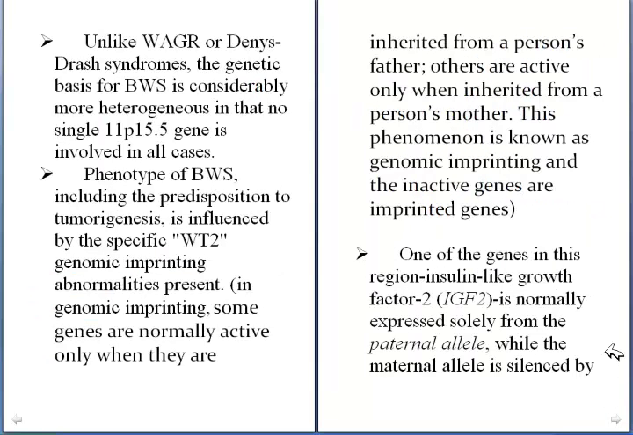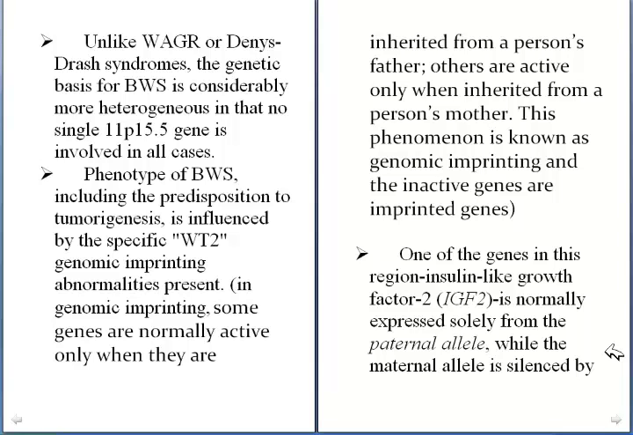And unlike WAGR or Denys-Drash syndrome, the genetic basis for BWS is considerably more heterogeneous in that no single gene is involved in all the cases. The phenotype of BWS, including the predisposition to tumorigenesis, is influenced by the specific WT2 genomic imprinting abnormalities. So here you have a genomic imprinting abnormality in the WT2 gene. Now, what is genomic imprinting?